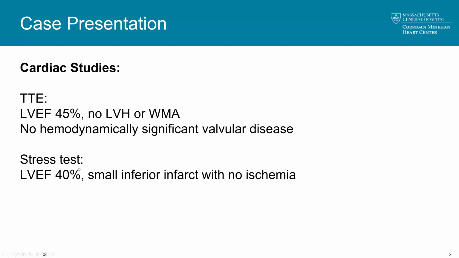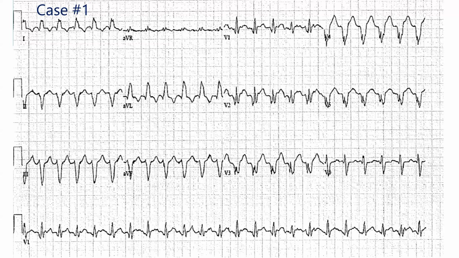A stress test also done in the recent past showed a slightly lower left ventricular ejection fraction, largely due to the properties of the test, in that the patient had a small inferior infarct that was transmural, which led to a proportionally larger drop in the measurement of ejection fraction by stress testing. And there was no obvious reversible perfusion deficit, so no obvious ischemia. And this is the tachycardia he came in with.